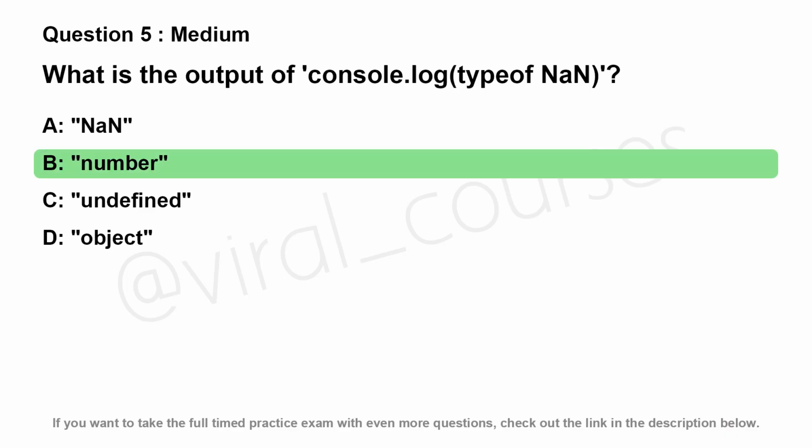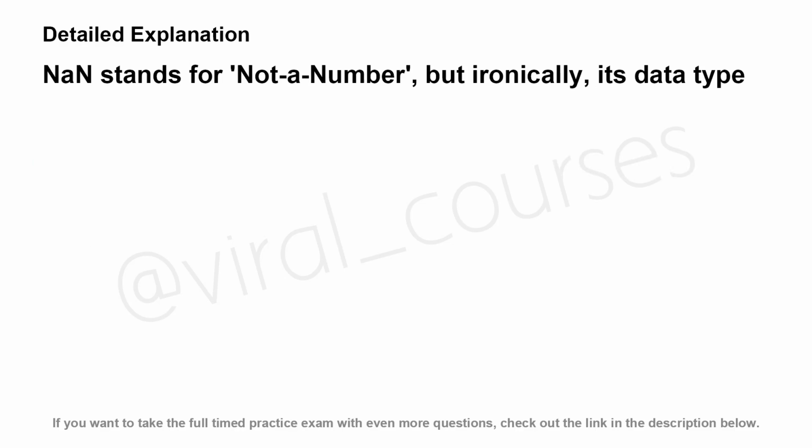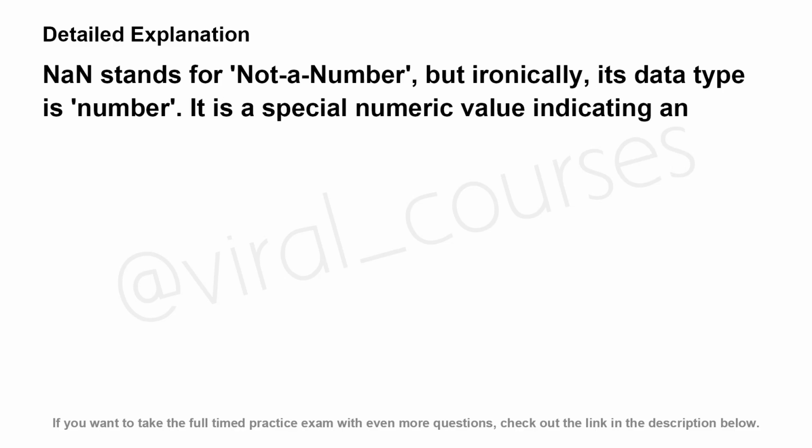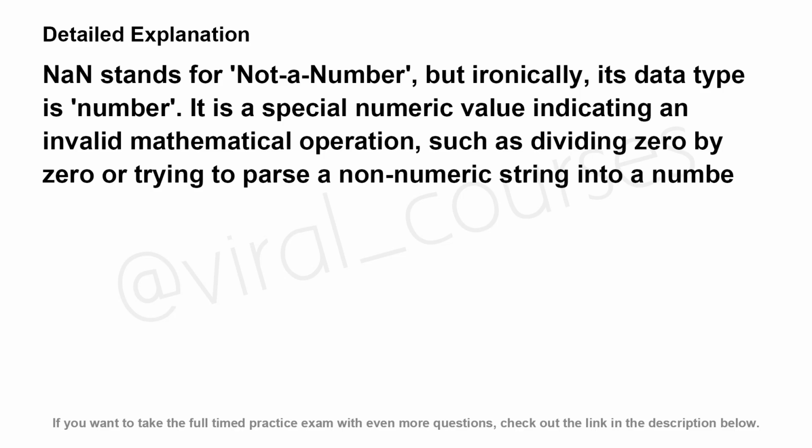The correct answer is B. NaN stands for not a number, but ironically, its data type is number. It is a special numeric value indicating an invalid mathematical operation, such as dividing 0 by 0 or trying to parse a non-numeric string into a number.